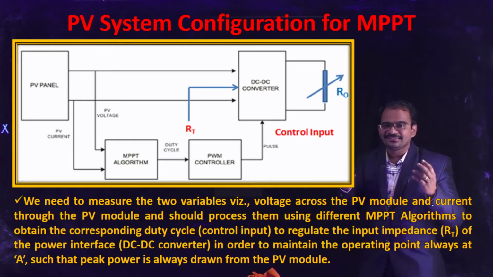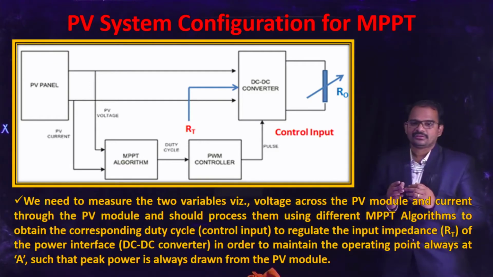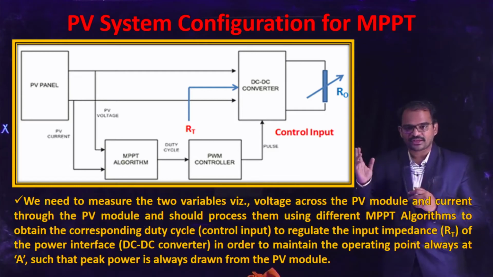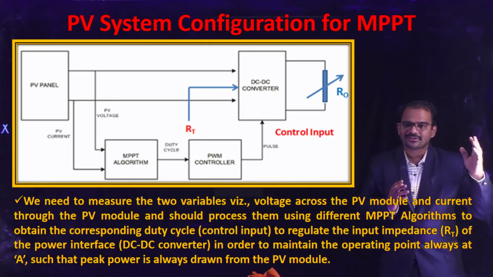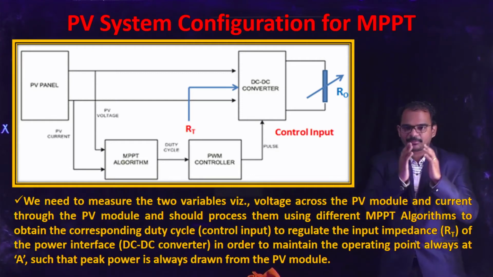Now let's see the PV system configuration for maximum power point tracking. So you can see in the figure over there, there is a PV panel at one extreme and there is a load on the other extreme. In between the PV panel and load, we have kept a power interface, that is a DC to DC converter, and we need to give control input to this power interface.